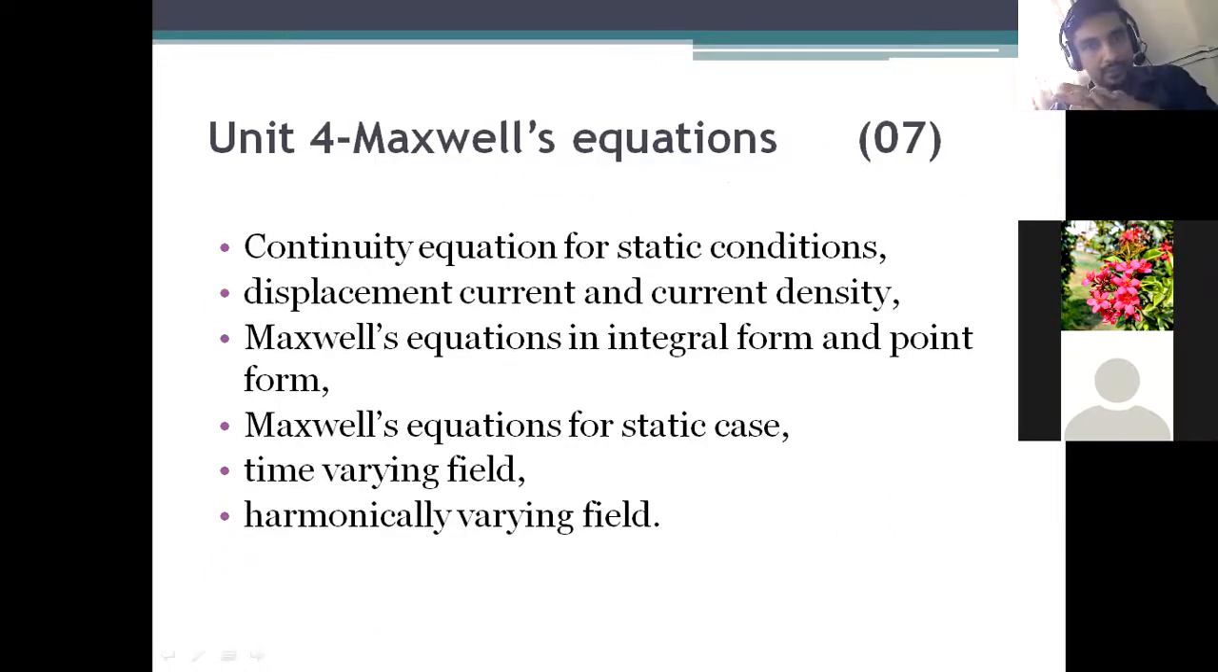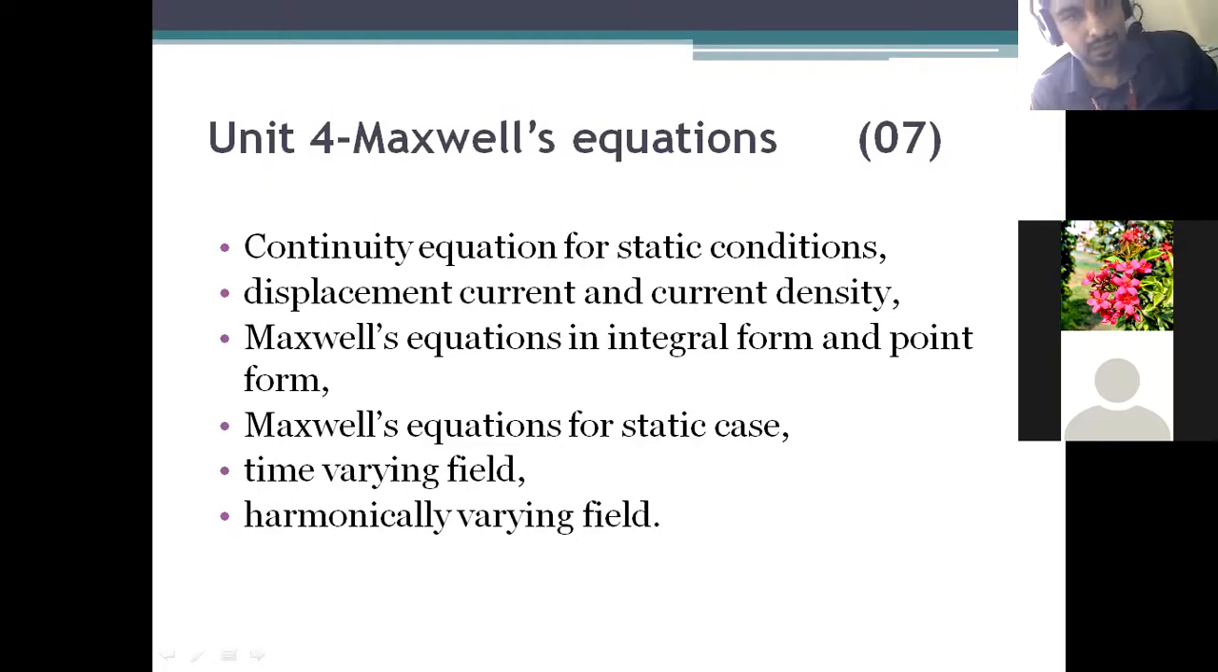Then comes Maxwell's equations, and I told you Maxwell's equations basically give the relation between electric field quantities and magnetic field quantities. A variety of equations are developed for this, and they give you the relation between field quantities, right? Field quantities are like electric field intensity, electric flux density, electric potential. These are all field quantities. For the magnetic field also, you have magnetic field intensity, magnetic flux density, and magnetic potential.